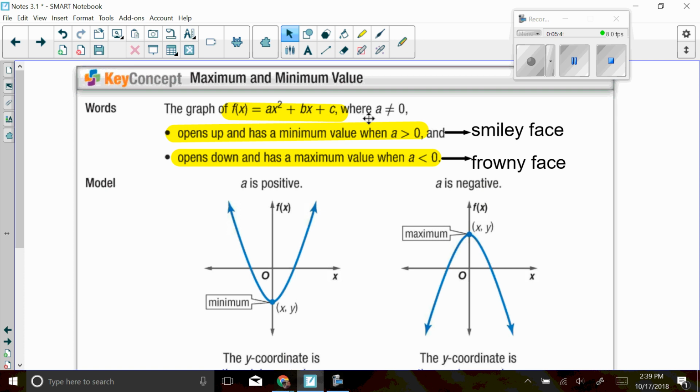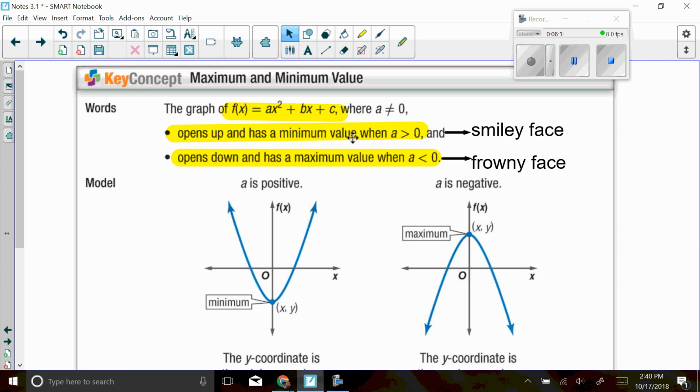Maximum and minimum value. So we did talk about extrema in chapter 2. Now we are adding it to our quadratics. The extrema is when you have a maximum or a minimum, obviously. We are going to have a minimum value, and it's going to open upward when A is greater than 0. So that's what I talked about a couple pages ago.